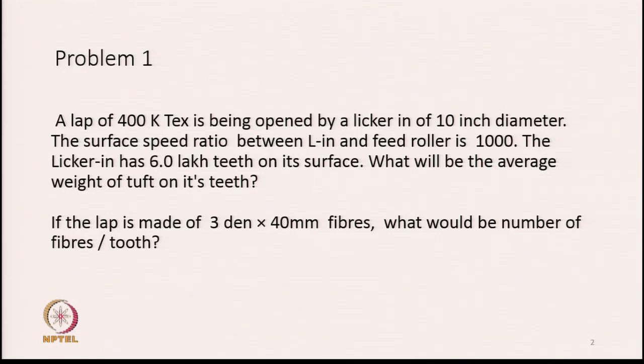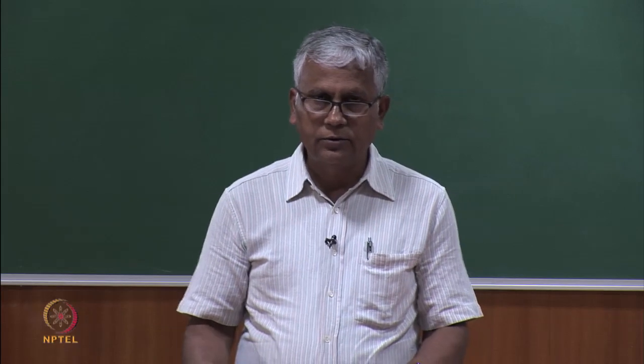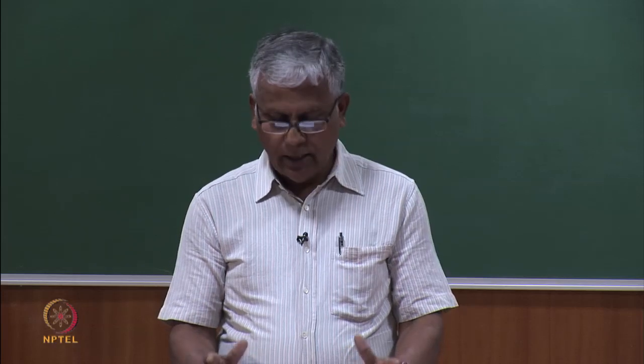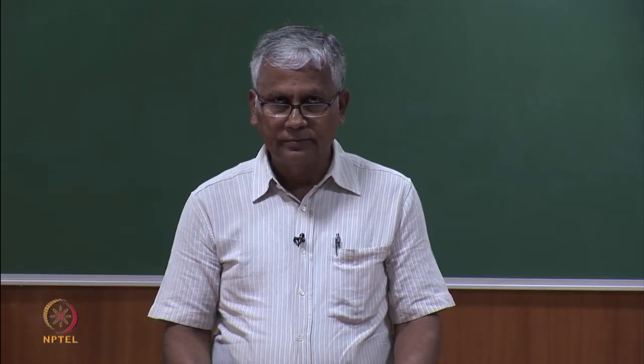The Licker-in has 6 lakh teeth on its surface. What will be the average weight of tuft on its teeth, that is on Licker-in's teeth? This is one question. The other one is, if the lap is made of 3 denier 40 millimeter fibers, what would be the number of fibers per tooth? So, there are two questions related to this problem. Read the problem carefully and now try to solve it.